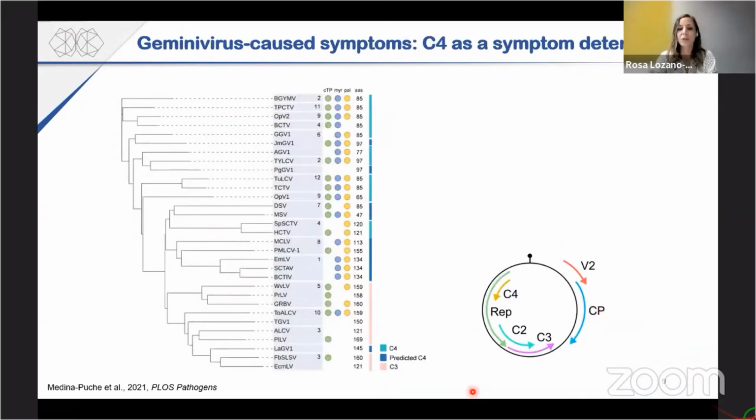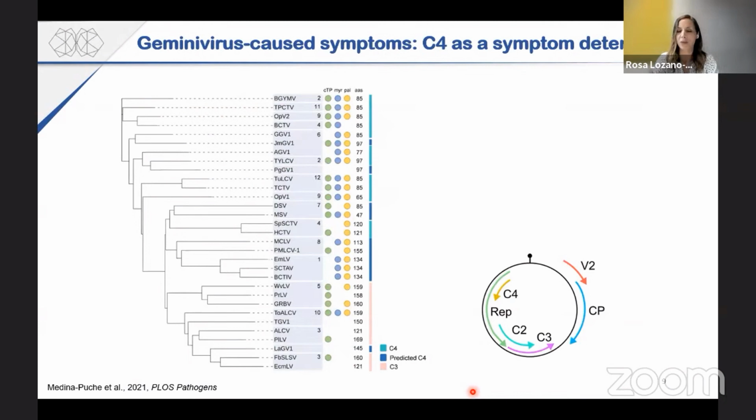And now I'm going to change gears and tell you a bit more about symptoms. And for this, I'm going to introduce the C4 protein, which is, I think, a very interesting viral protein, although, of course, I might be biased. So this C4 protein is the smallest protein encoded by geminiviruses, and it is encoded by this small open reading frame here, which, as you can see, fully overlaps with that encoding the replication-associated protein. But despite the constraints that this overlap might entail, C4 is the most aberrant protein in geminiviruses.